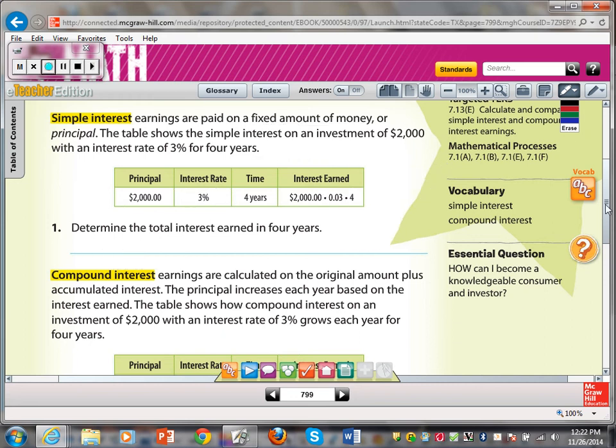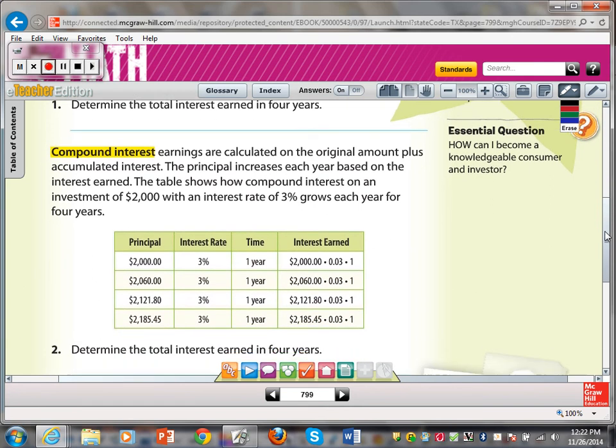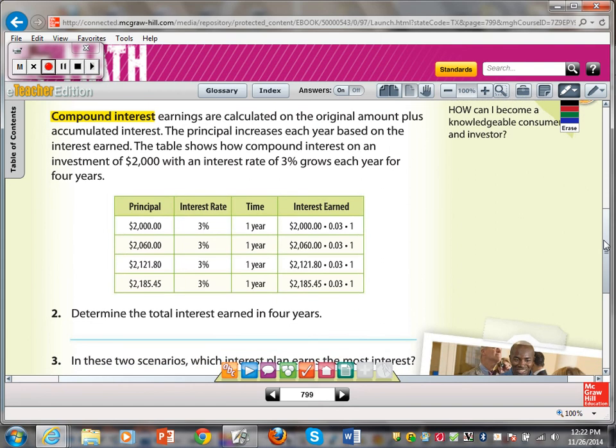Okay, so let's go to the compound interest, which is going to be the more difficult part. All right, but with the calculators, we should be able to keep it nice and easy. Let's see what we can do here. Compound interest. Earnings are calculated on the original amount plus, this is the important part here, plus accumulated interest. The principal increases each year based on interest earned.